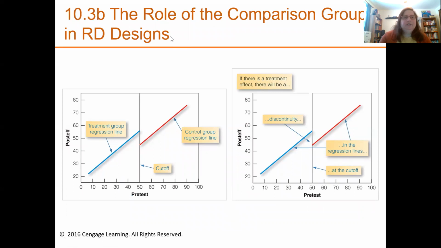So let's look at this a little bit more. How does the role of comparison group work in RD designs? If this is our treatment group regression line and this is our control group regression line, the reason it's called regression discontinuity is because we are looking for this discontinuity in the regression lines. That's what we're hoping for, right? Because we want to see that there is a difference in the effects.